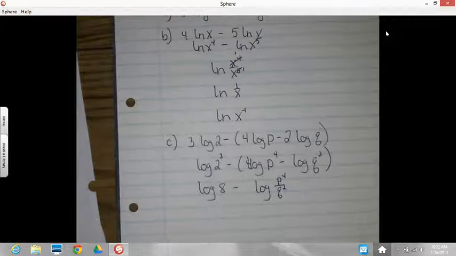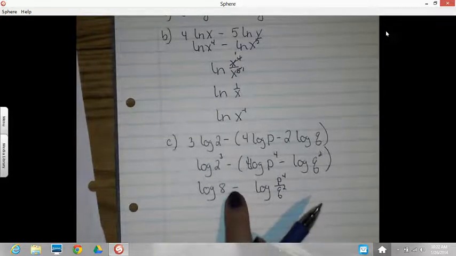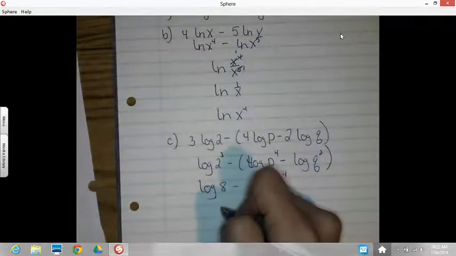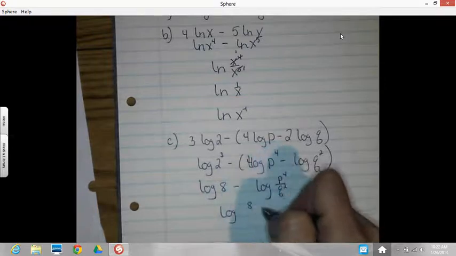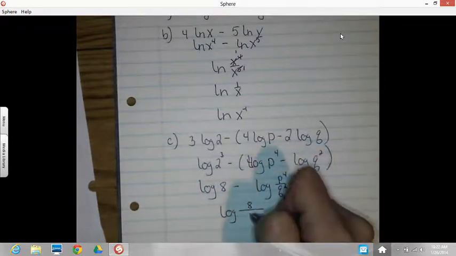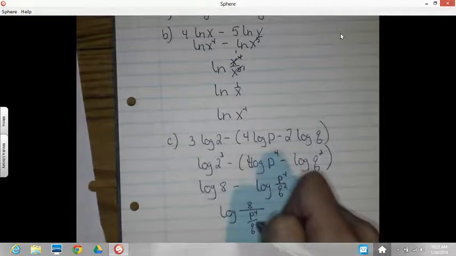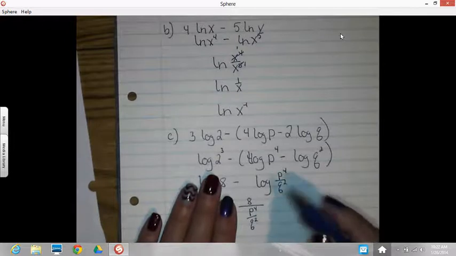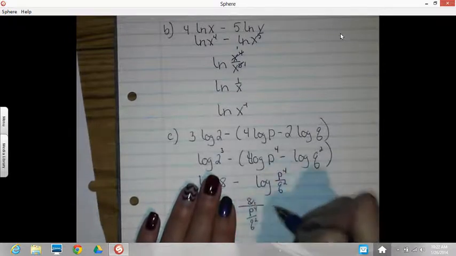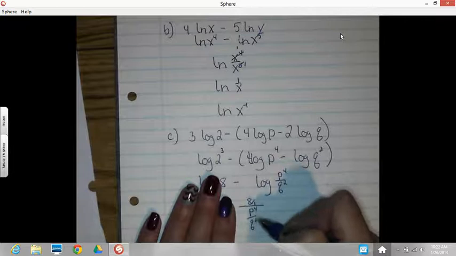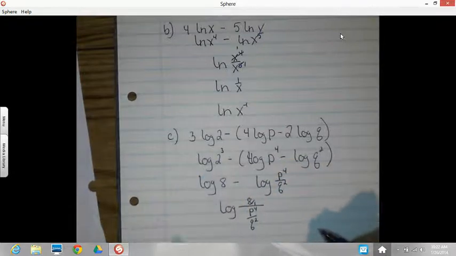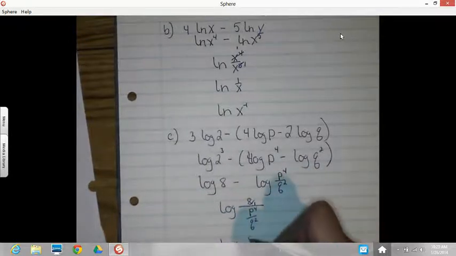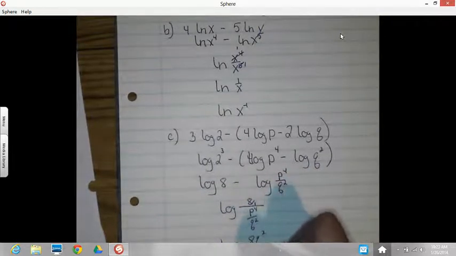Parentheses are gone. Now I've got another subtraction, so I can bring these together as a quotient. So that would be the log of 8 divided by this fraction, p to the 4th over q squared. And now it's just taking care of this ugliness here and carrying the log along. So if I make this 8 over 1, got a fraction divided by a fraction, I'm going to flip and multiply and carry along that log. So if I flip that over, that will give me 8q squared over p to the 4th.